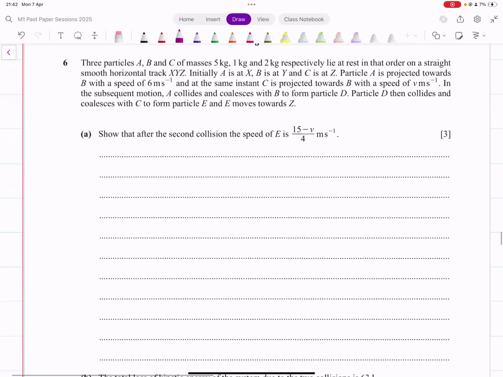3 particles A, B, and C of masses 5 kilograms, 1 kilogram, and 2 kilograms respectively. They lie at rest in that order on a straight, smooth, horizontal track X, Y, Z. Initially, A is at X, B is at Y, and C is at Z. Particle A is projected towards B with a speed of 6 meters per second. At the same instant, C is projected towards B with a speed of V meters per second. That's a lot happening.